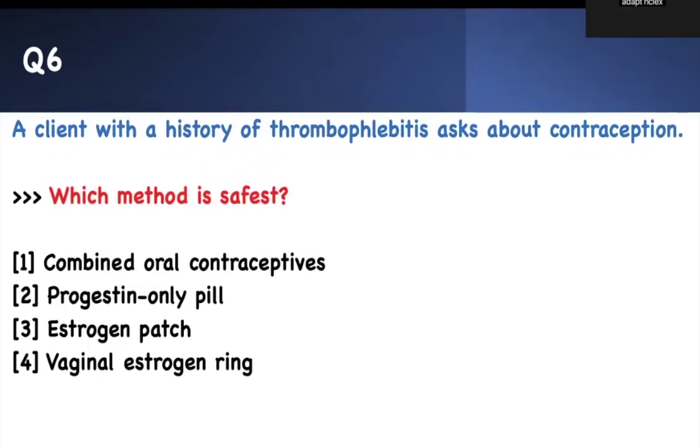A client with a history of thrombophlebitis asks about contraception. Which method is safest? Think about it. Thrombophlebitis means you developed a clot in the past, a clot with inflammation. It does not matter; so long as it's in the vein, you developed some clot.